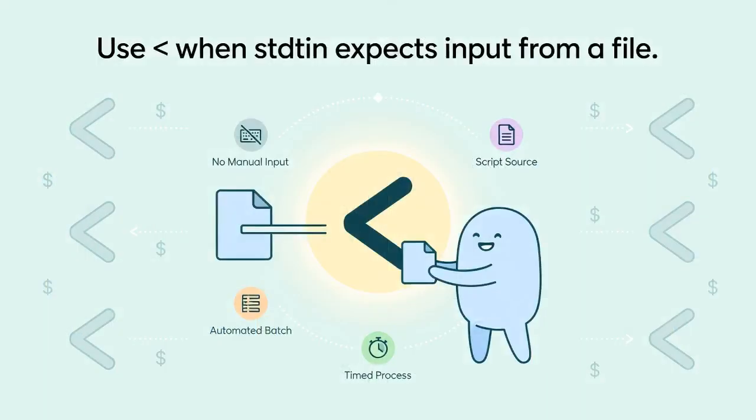The rule is simple. Whenever a command expects input from standard input, and you have the data sitting in a file, use the less than symbol to feed that file directly. It is faster, scriptable, and it turns interactive programs into batch tools.